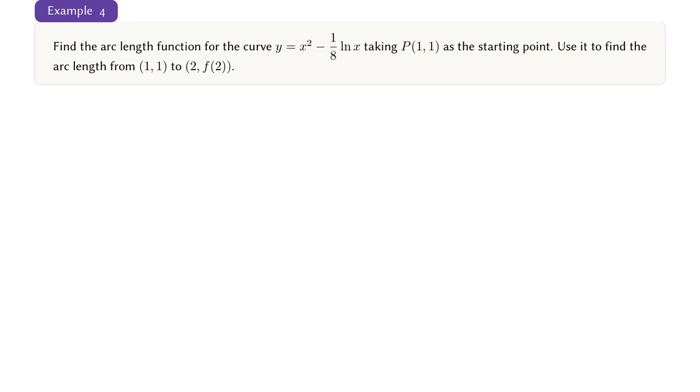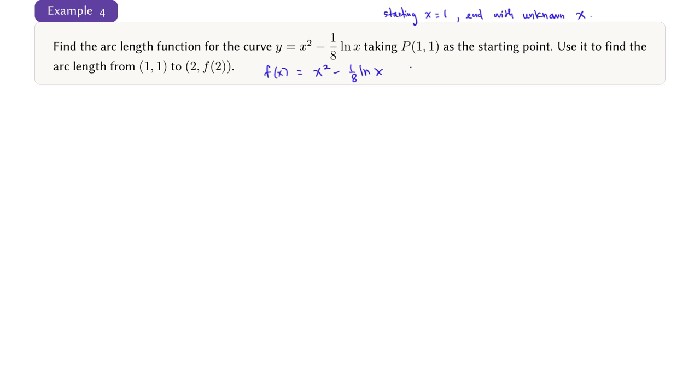For example, find the arc length function for the curve y equals x squared minus 1 over 8 ln of x, taking the point P (1, 1) as the starting point. In this case, we start with x equals 1 with no ending. The upper limit of integration is going to be an arbitrary point x. y equals x squared minus 1 over 8 ln of x is the function f of x.